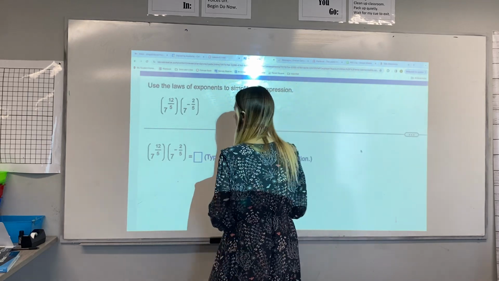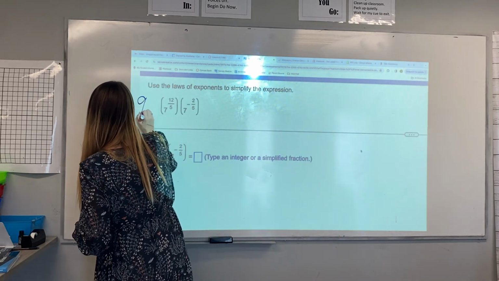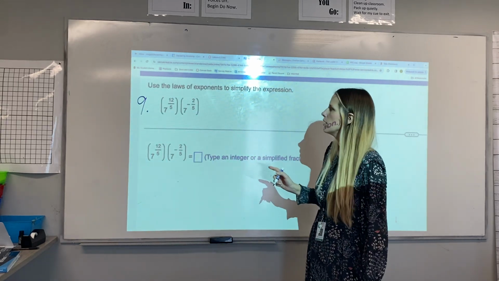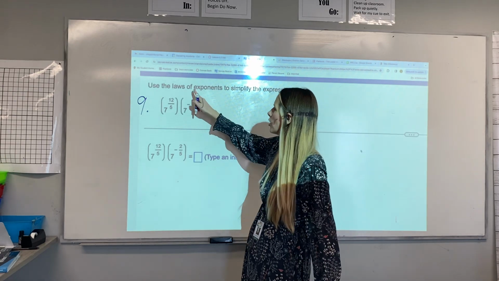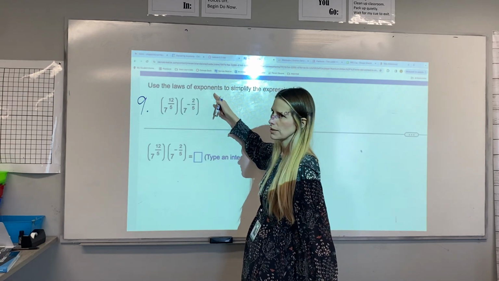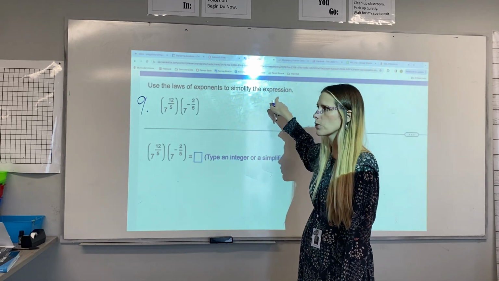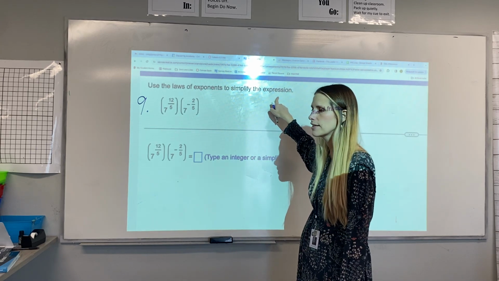So this is number 9. There's too much talking going on. Number 9 says use the law of exponents, basically our rules that we follow, to simplify the expression. What's going on outside? Anything good? You guys are all looking out the window.